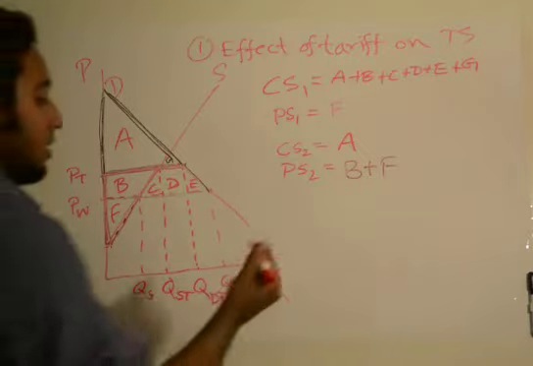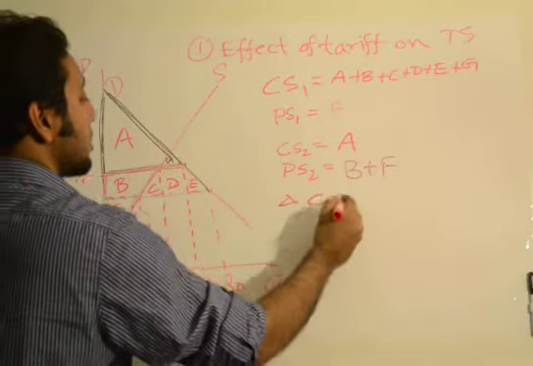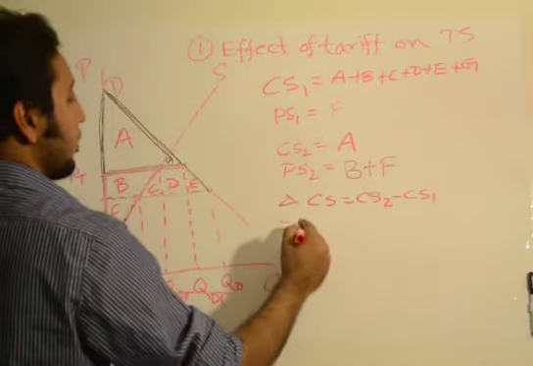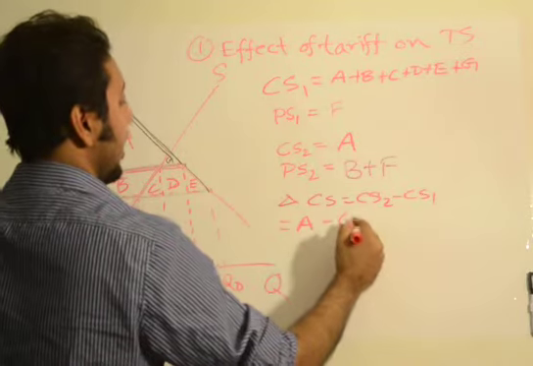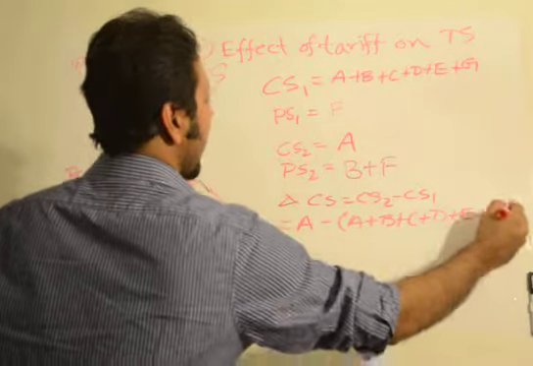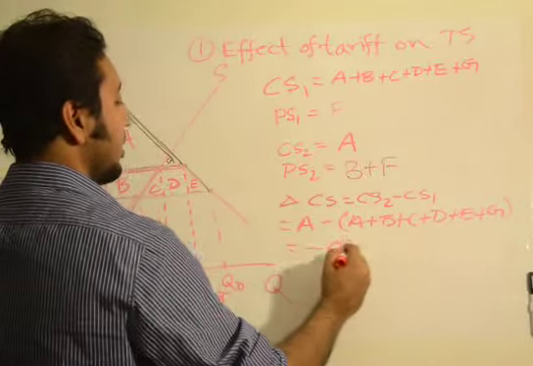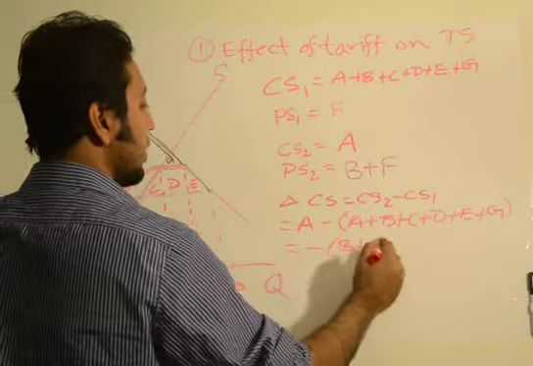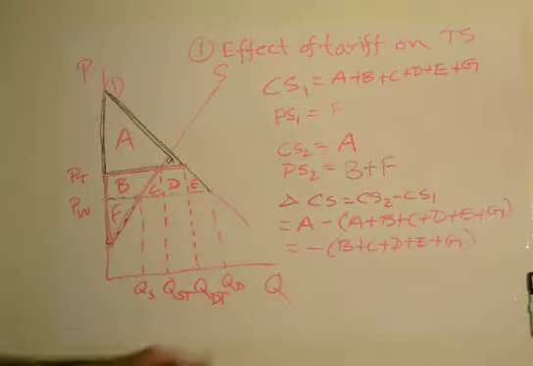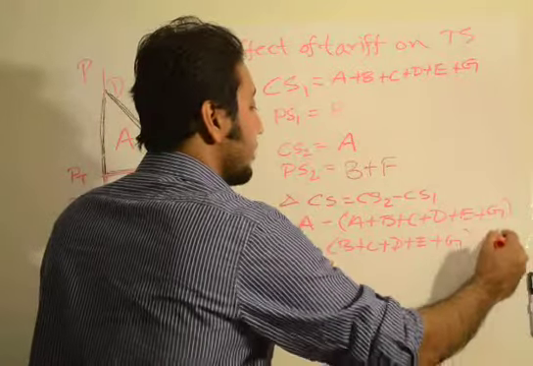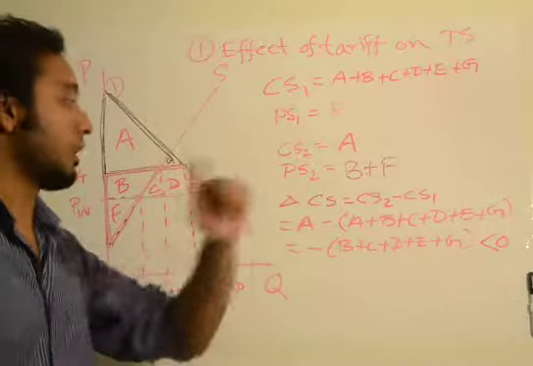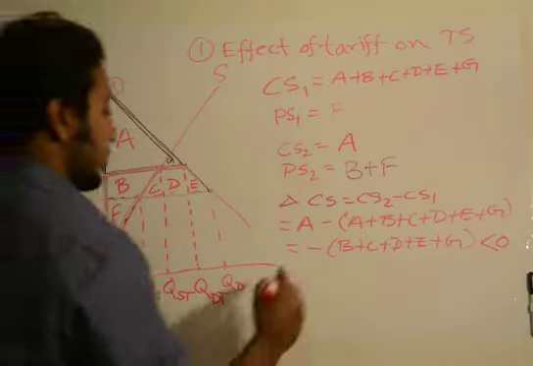So let's calculate the change in consumer surplus now. Change in consumer surplus equals CS2 minus CS1, and so A minus A plus B plus C plus D plus E plus G, and we are left with negative B plus C plus D plus E plus G. Alright? So this is a negative number. So what we see is after the tariff has been imposed, the consumer surplus is decreasing. Okay, that's one conclusion.